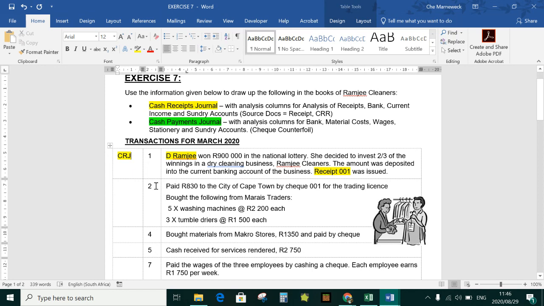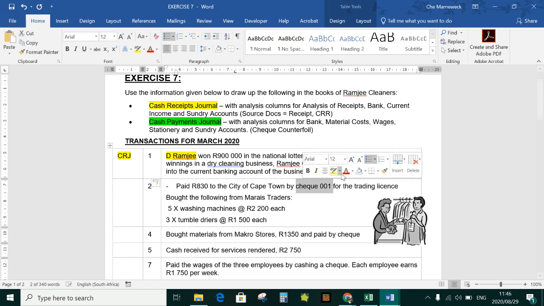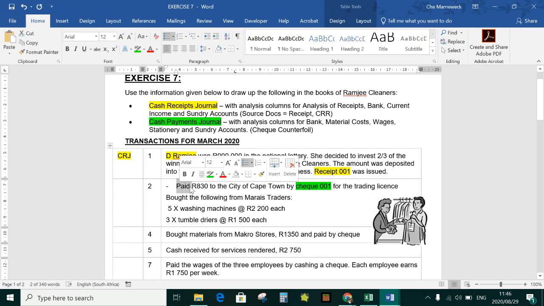I read the next transaction. We're on day 2. Paid 830 Rand to the City of Cape Town by check 001 for the trading license. So this is our first transaction, and we are paying by check. So hopefully you see, we're paying by check 001. That is our first transaction for the cash payments journal. Also, you would have seen the word paid. Paid means money is going out. So that would be recorded in the cash payments journal.